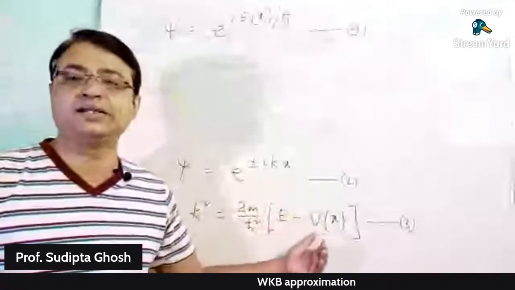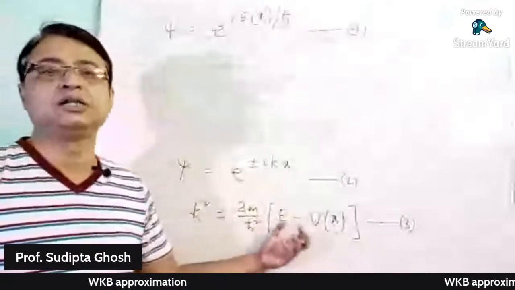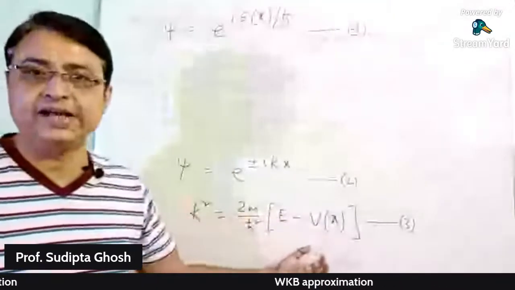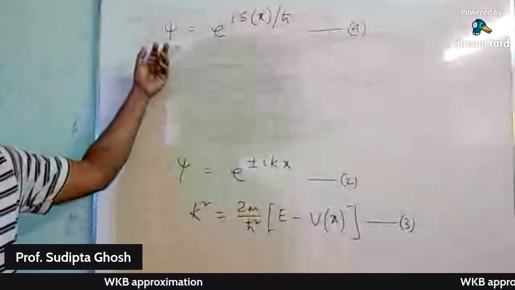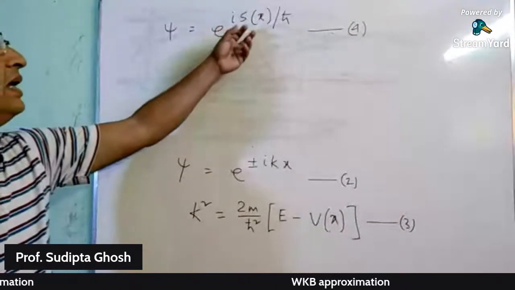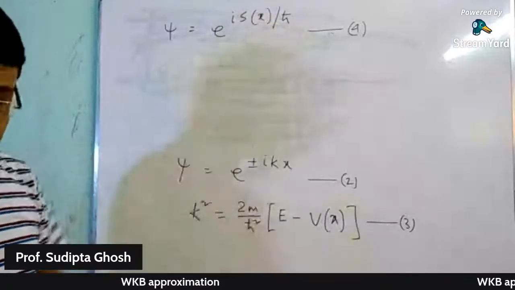So here you can see that the potential is slowly varying, because that term of k square has been changed. So I have to change my solution of psi, that is, I have taken e to the power i s(x) by h cut, where s is a function of x.